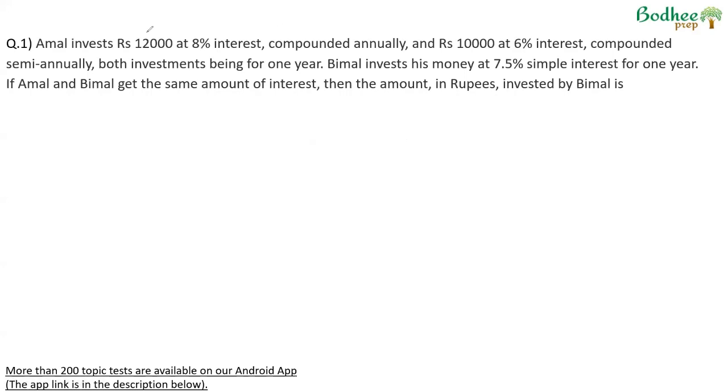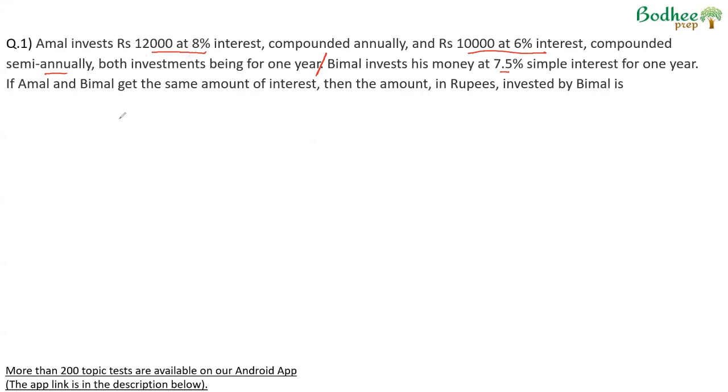question one says, Amal invests rupees 12,000 at 8% interest compounded annually and rupees 10,000 at 6% interest compounded semi-annually. Both investments being for 1 year. Bimal invests his money at 7.5% interest for 1 year. Amal and Bimal get the same amount of interest.